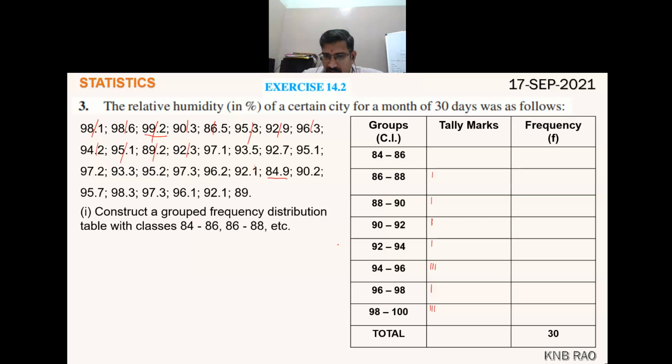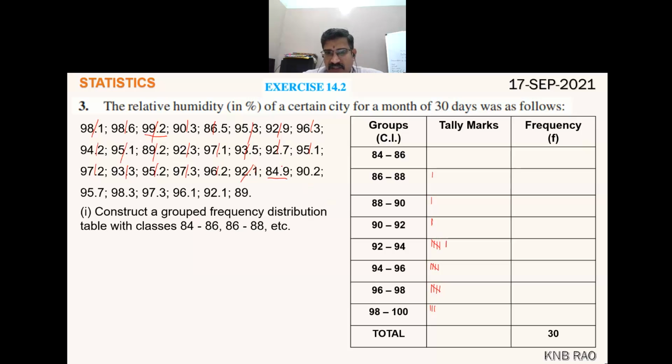92.3 comes between 92 to 94. 97.1 comes between 96 and 98. 93.5 comes between 92 to 94. 92.7 also comes there only. 95.1 comes between 94 and 96. 97.2 comes between 96 and 98. 93.3 comes between 92 to 94. 95.2 comes between 94 to 96. 97.3 comes between 96 to 98. 96.2 again comes there only. 92.1 comes between 92 to 94.